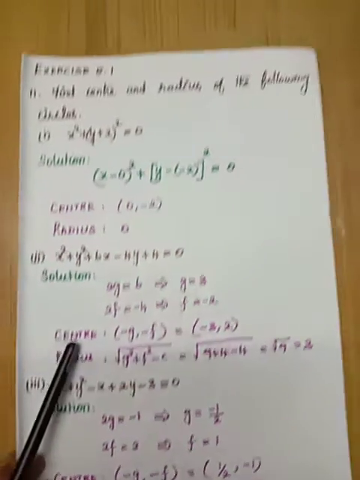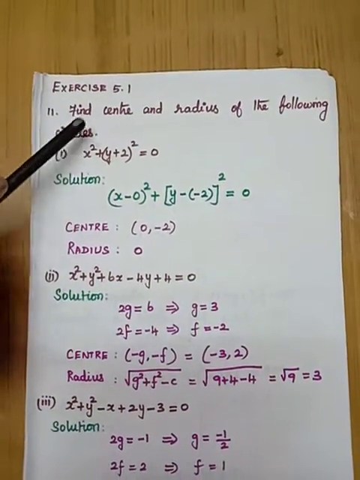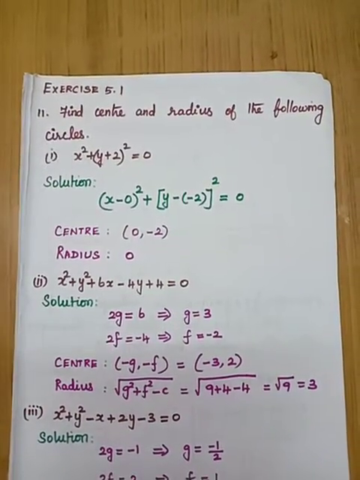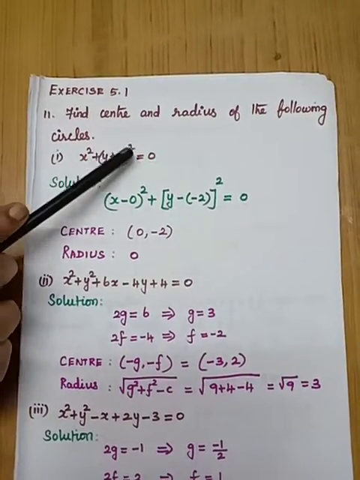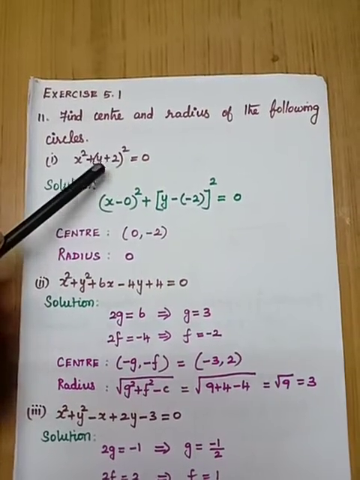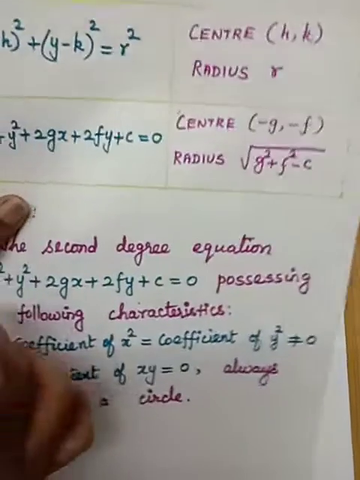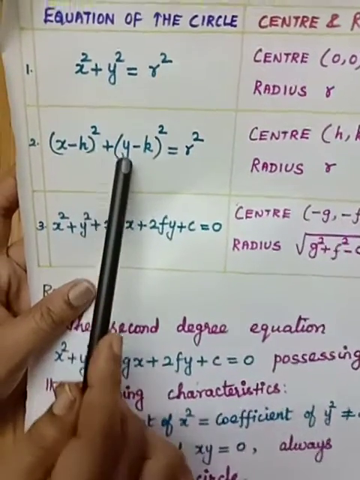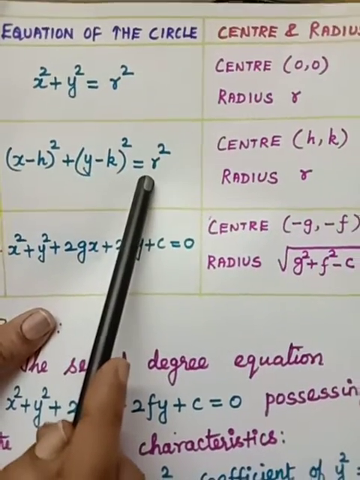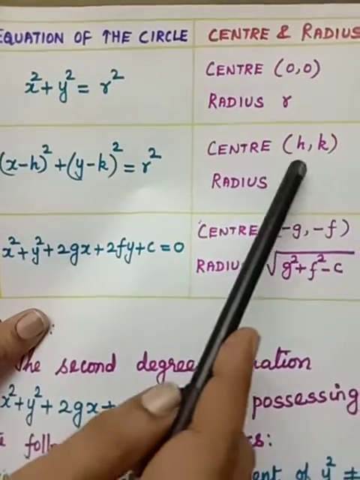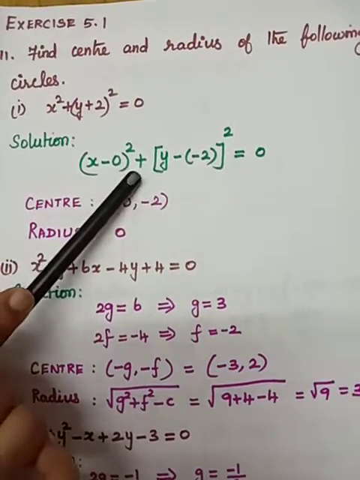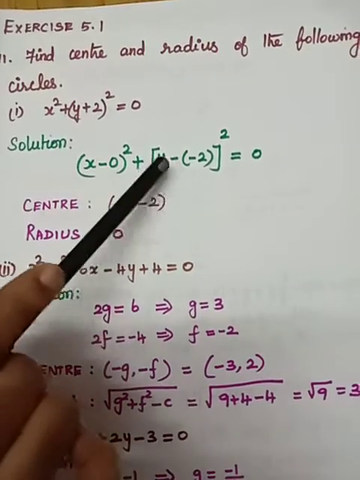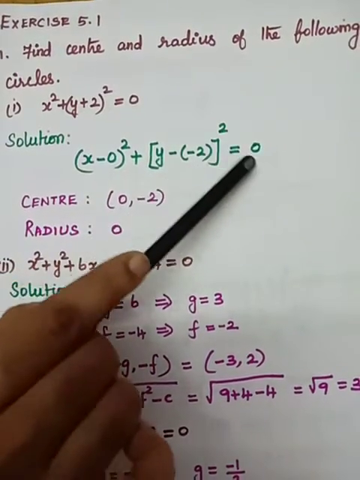We'll see the problem. Exercise 5.1, 11th problem. Find the center and radius of the following circle. The first circle is given as x squared plus y plus 2 the whole squared is equal to 0. I am going to write it in the form x minus h the whole square plus y minus k the whole square is equal to r square. Then the center is h, k and the radius is r. So the equation: x minus 0 the whole square, plus y minus of minus 2 the whole square is equal to 0.